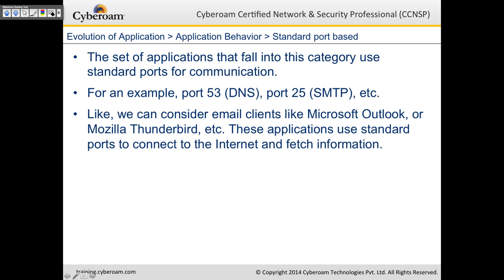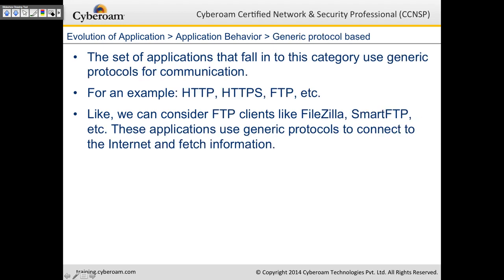The set of applications that fall into this category use standard ports for communication. For example, port 53, which is DNS, or port 25, which is SMTP. You can consider email clients like Microsoft Outlook or Mozilla Thunderbird. These are applications which use port 25 or SMTP. Now these applications use standard ports to connect to the internet and fetch information.